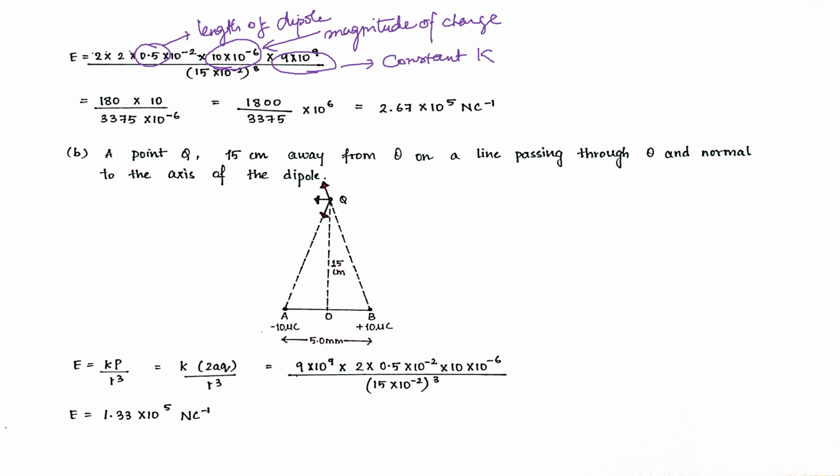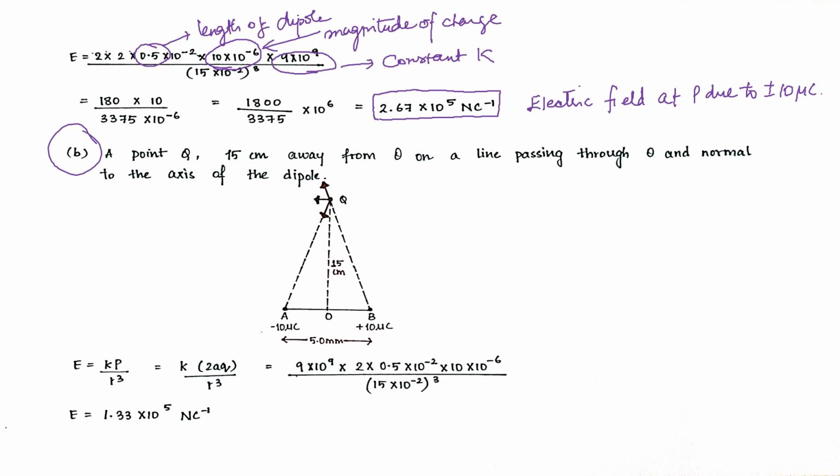So after solving it, we will get the value of our dipole field to be 2.67 into 10 to the power 5 Newton per Coulomb. So that is the electric field at point P due to plus minus 10 microcoulomb of charge. Similarly, now we will go to the solution of problem number 2. Here our point Q is at equatorial plane 15 centimeter away from the O.